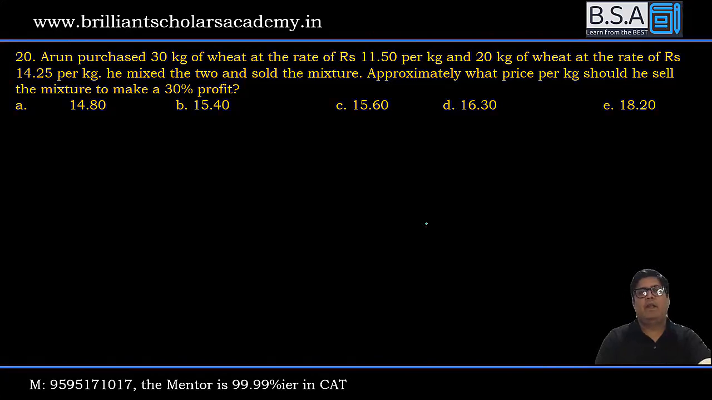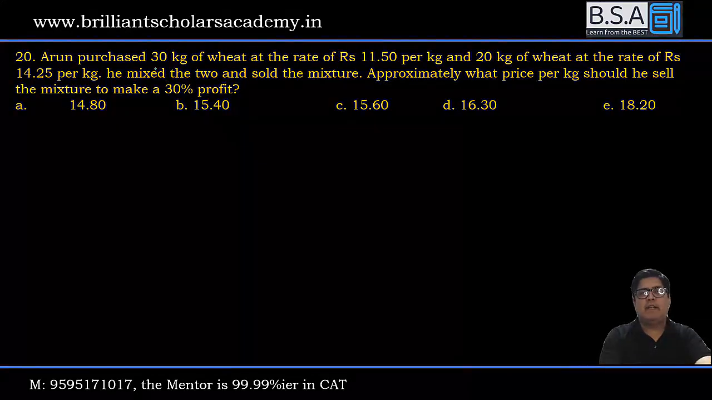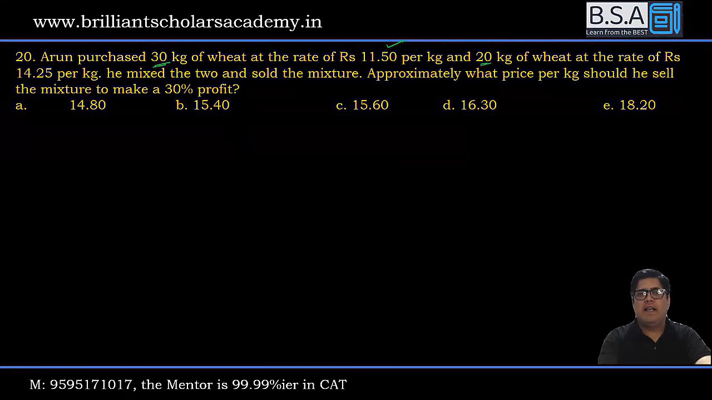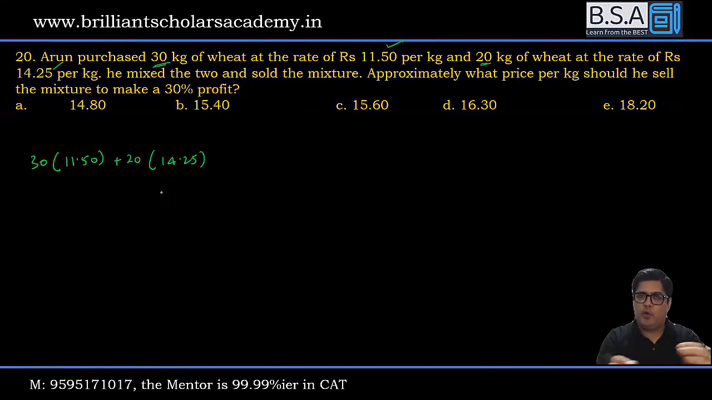Observe. First thing is, Arun is purchasing two different varieties at two different price points, and Arun is mixing them. This kind of thing is done through weighted average. Again, you're finding the average price. You're saying 30 kilograms were purchased for rupees 11.50. 20 kilograms were purchased for 14.25. Total kilograms have become 50.